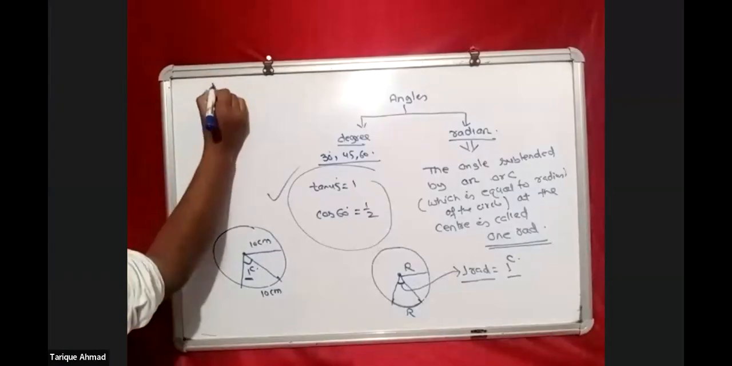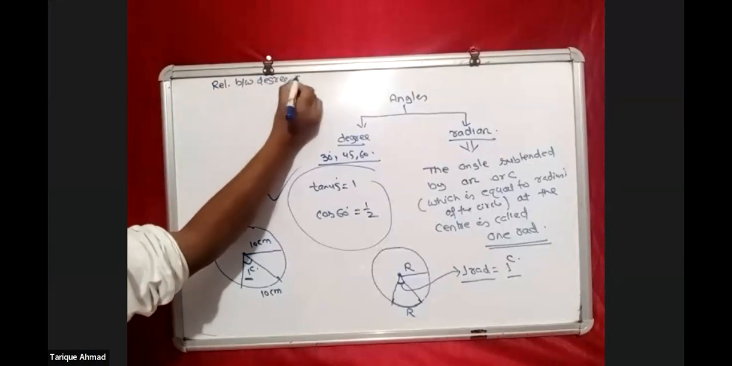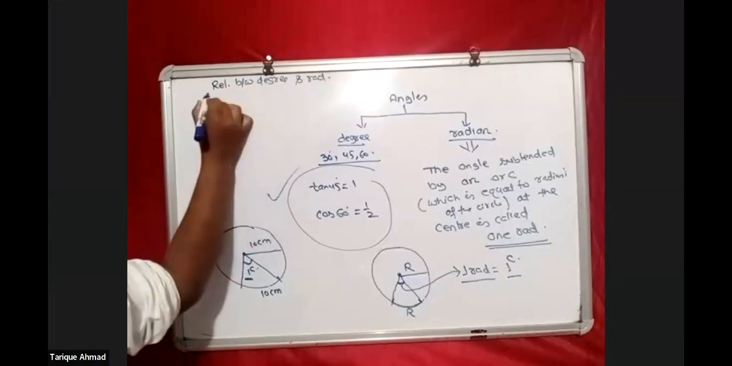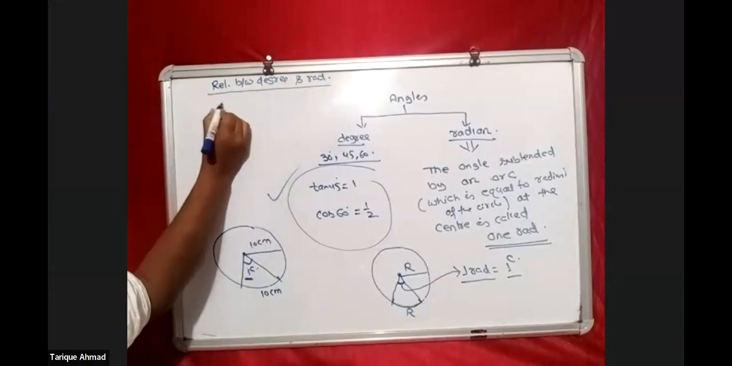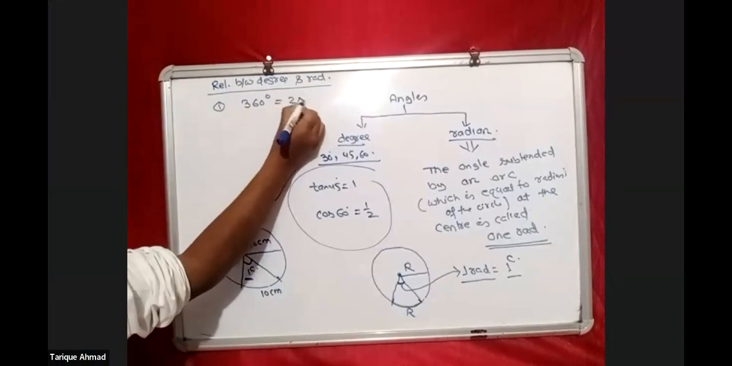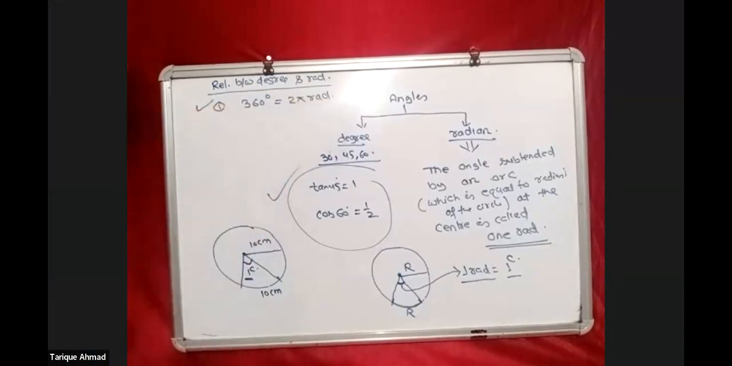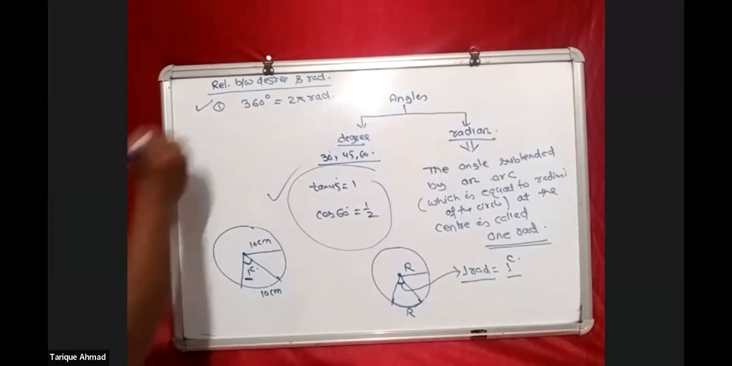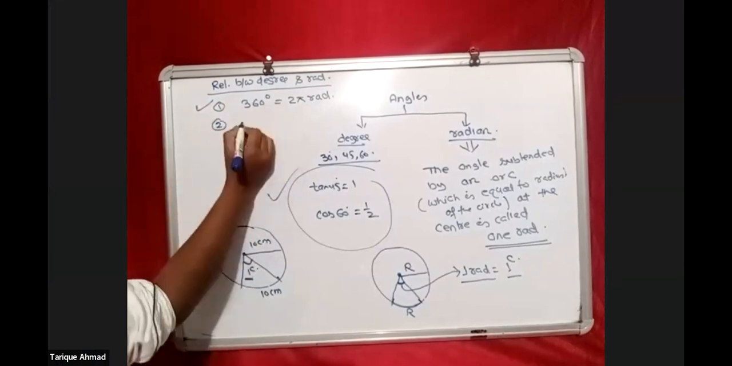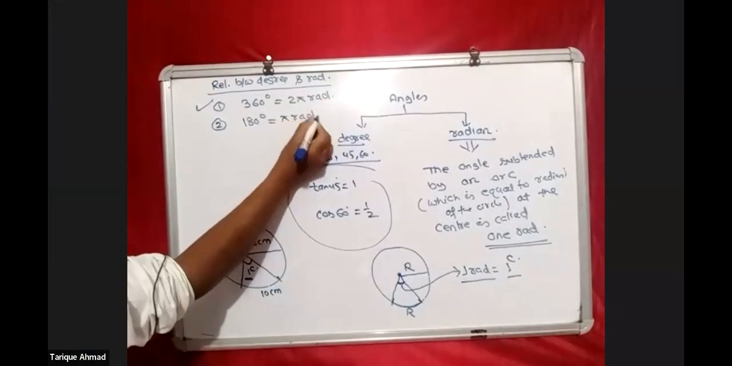Now see, the relation between degree and radian. What is the relation? So 360 degree is in fact equal to 2 pi radian. This is the basic relationship. 360 degree is equal to 2 pi radian. Similarly, we can write 180 degree equal to pi radian.